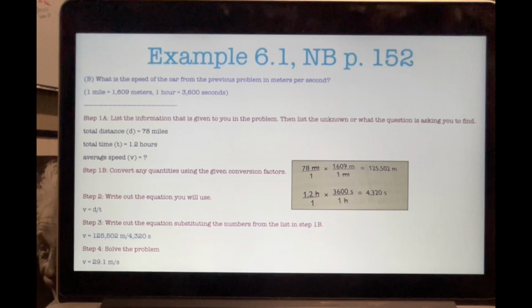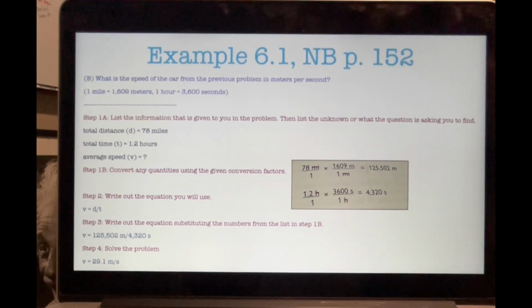So again, step 1, list the information that is given to you, then list the unknown. So once again, we know the distance and the time. We're looking to find the speed. Step 1B, convert any quantities using the given conversion factors.